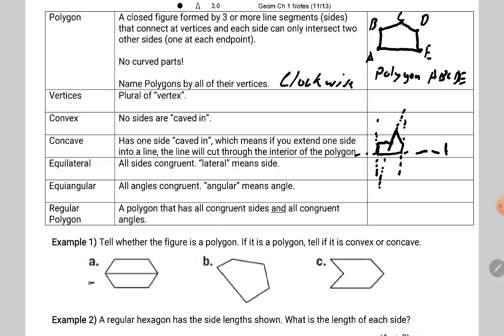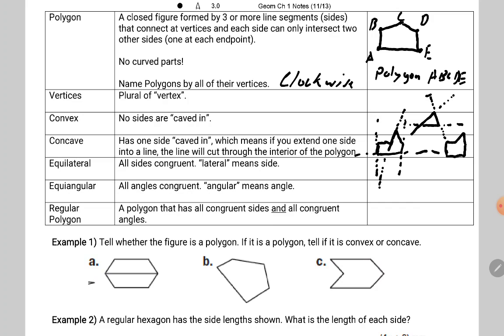So let me redraw the object. So this would be considered concave. Convex means if you extend the sides and they don't go inside, then it's convex. So if I have a triangle, I extend that side, extend that side, extend that side, and so on. None of those lines go inside the object. Okay?